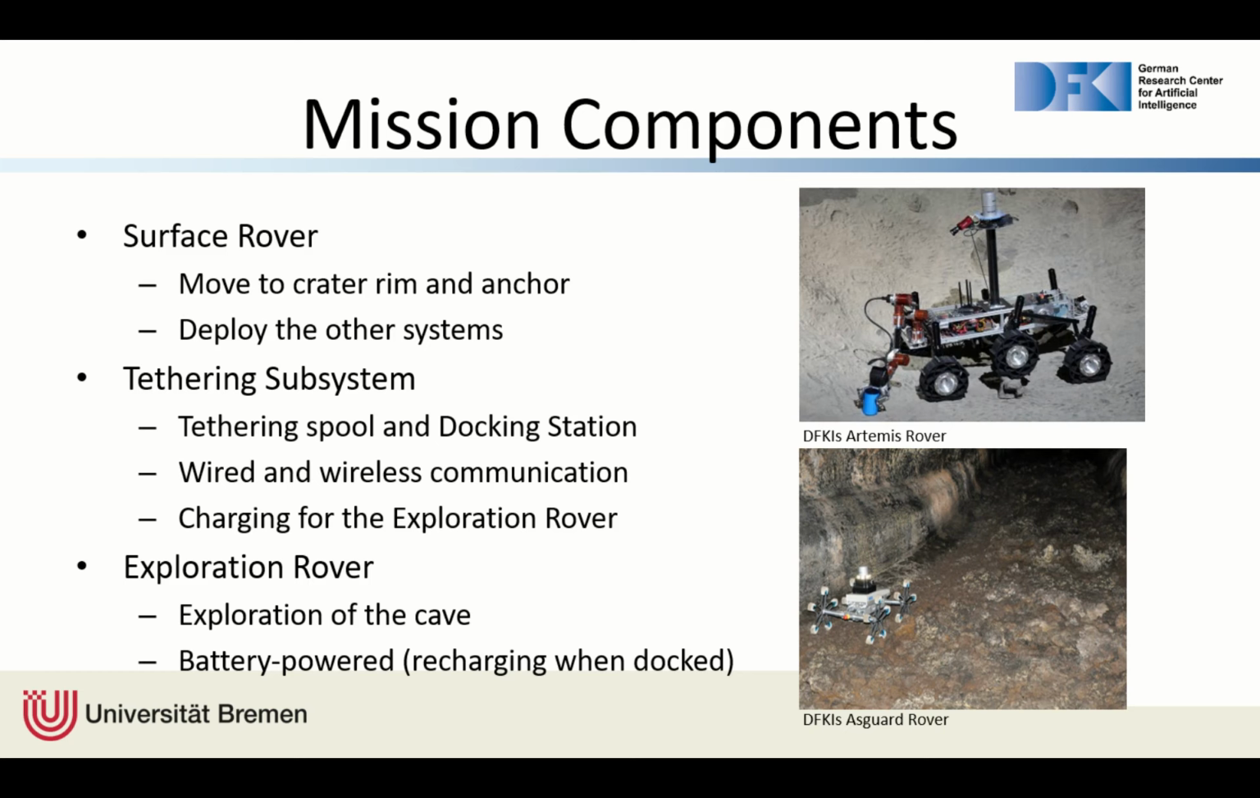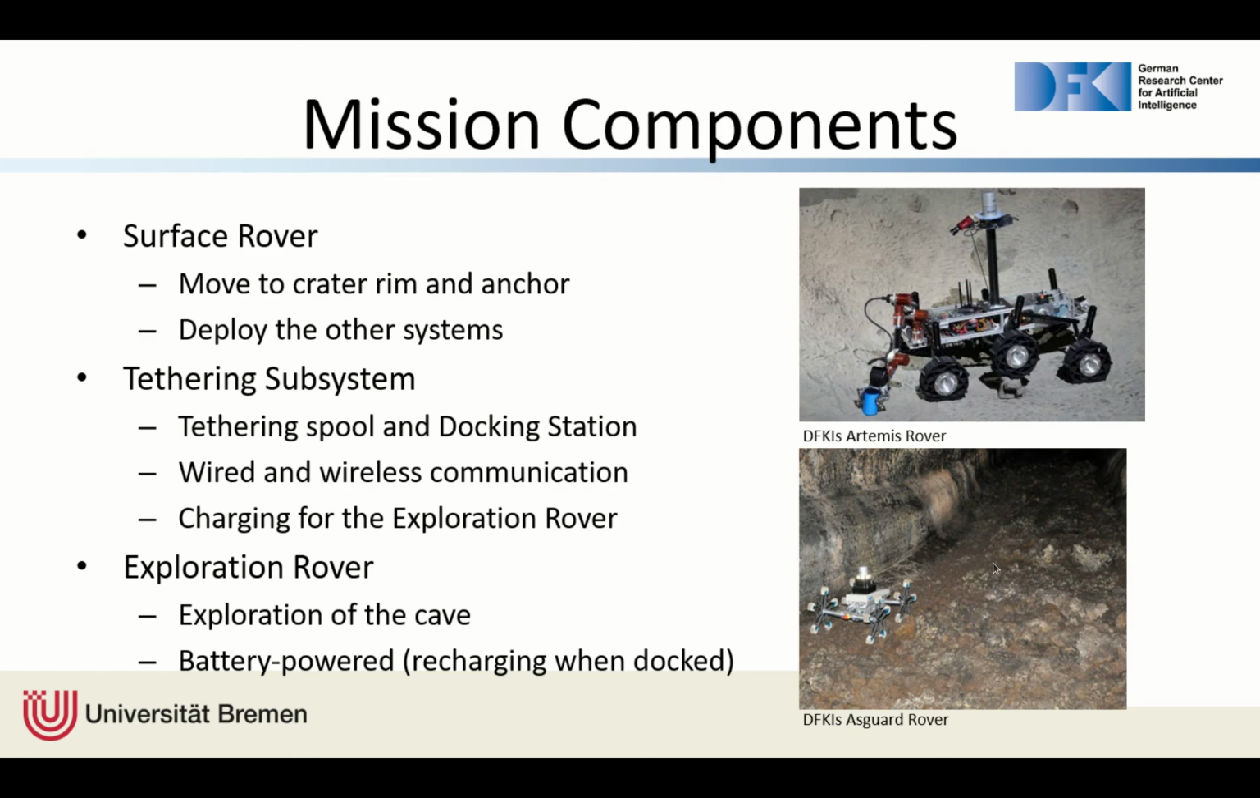To achieve the goals, we have three main mission components, which are the surface rover used to move through the crater rim and anchor itself there, and the surface rover then deploys the other systems, which are a tethering subsystem and an exploration rover. The tethering subsystem contains the tethering spool and wired and wireless communication devices, and will serve as a docking station at the crater bottom, or at the pit bottom, and also provides charging abilities for the exploration rover, which is battery powered.